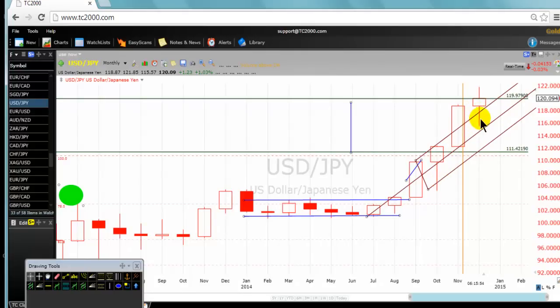Again, you can see here it has been bullish. So we want to draw the key levels for the dollar yen on the yearly chart and pay attention carefully because the dominant force is bullish.